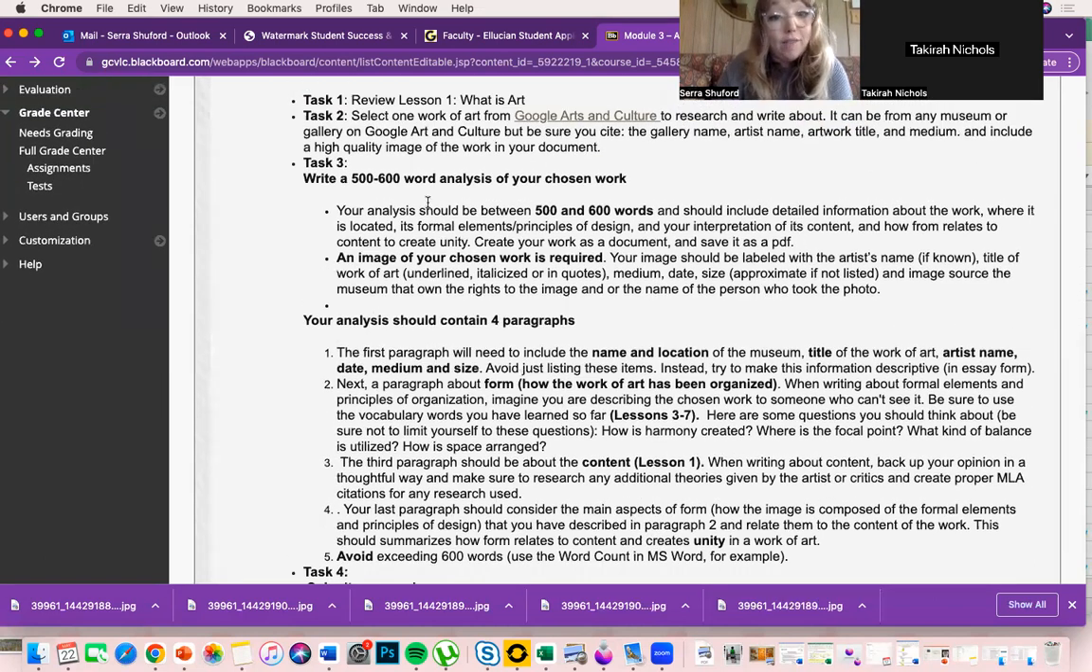So this is a 500 to 600 word analysis of the work. Your analysis should be between 500 and 600 words and should include detailed information about the work, where it is located, its formal elements and principles of design, and your interpretation of its content and how it relates to create unity. Create your work as a document and save it as a PDF.